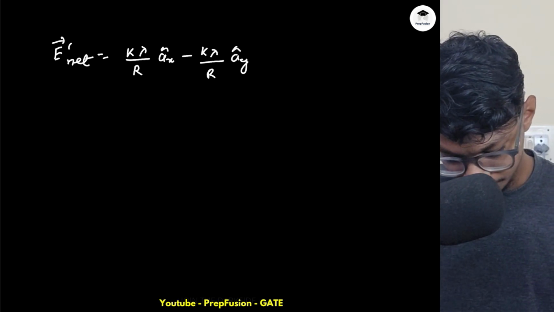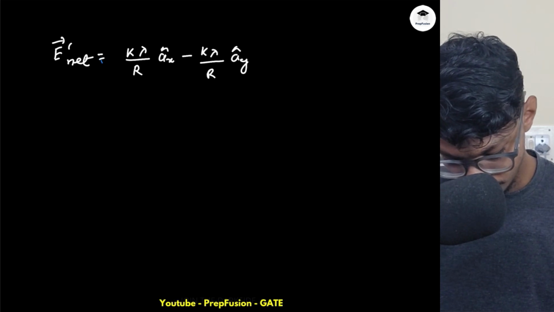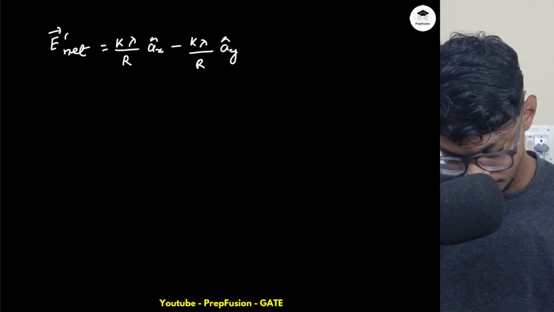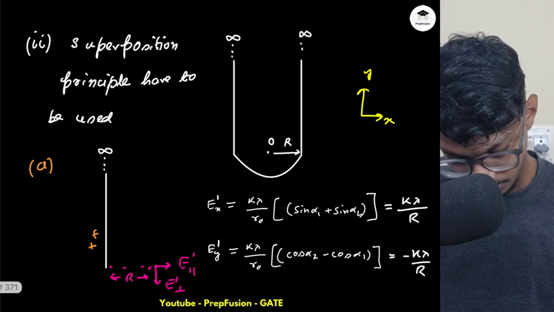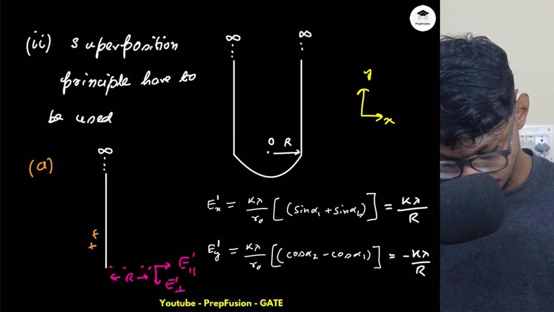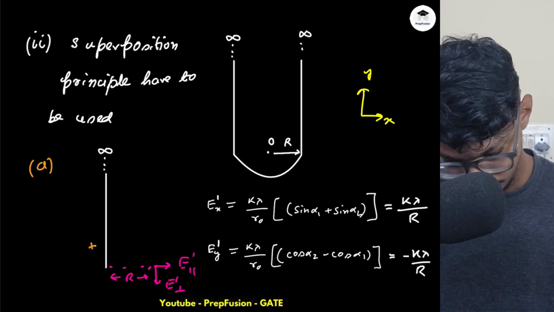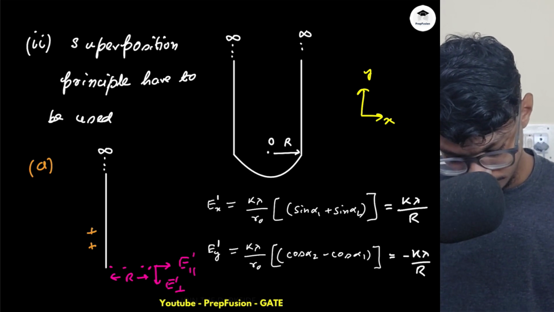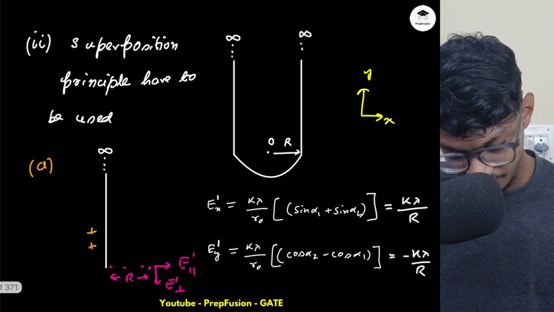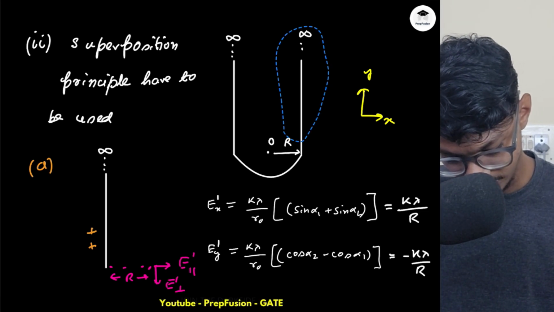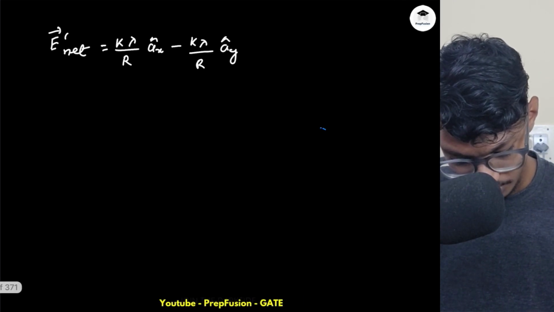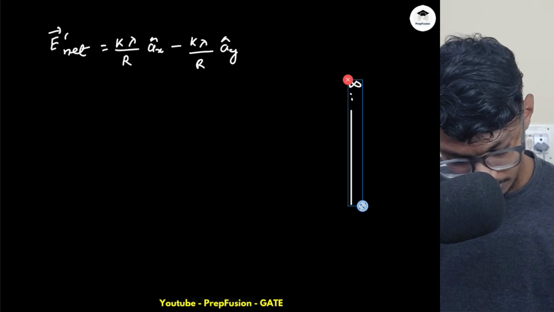Now, what is the case for the other part? If this rod is on the right hand side of me, here ax cap will be minus ax cap, and ay cap will be the same. I hope you understand the point.